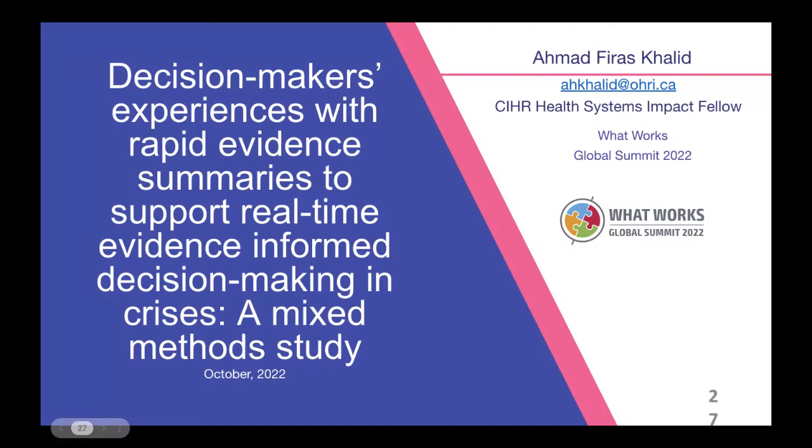Well, in humanitarian practice, and especially in crises, time is of the essence. Decision makers need evidence support in real time in order to improve the effectiveness and efficiency of interventions, but also to make sure that the funds that are being donated to organizations are well spent and that it is spent in the most appropriate space.